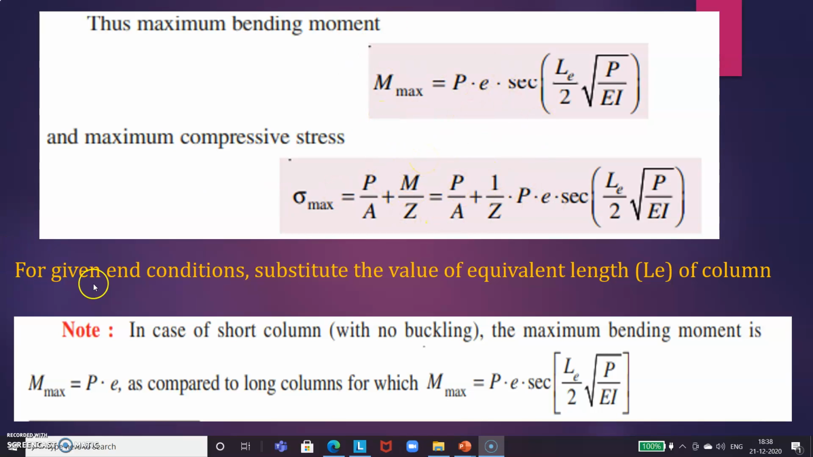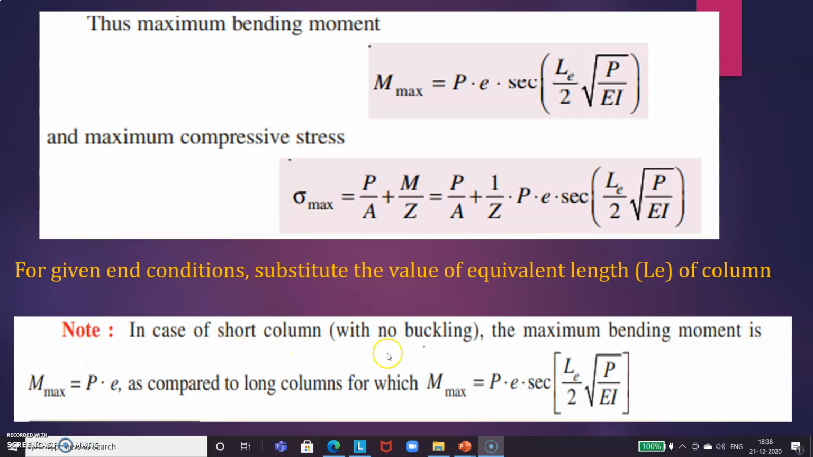And here L effective is based on the end conditions. There are 4 end conditions. So based on the given end condition, you have to write what is L effective. Here there is one note you have to remember.